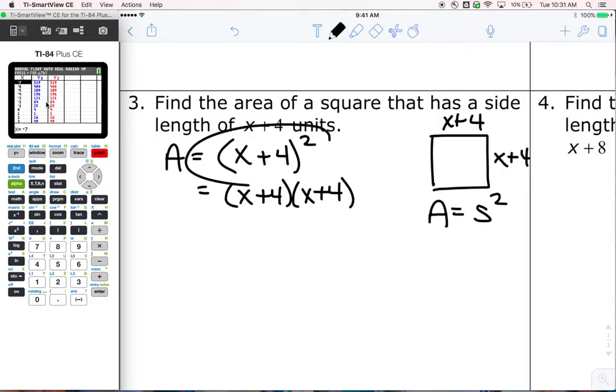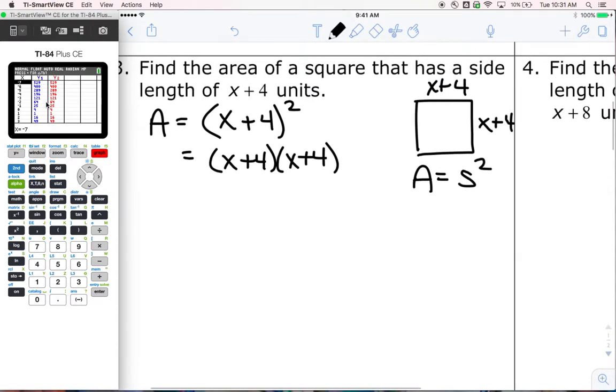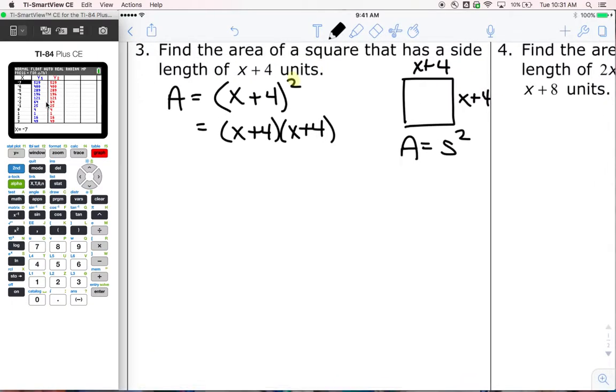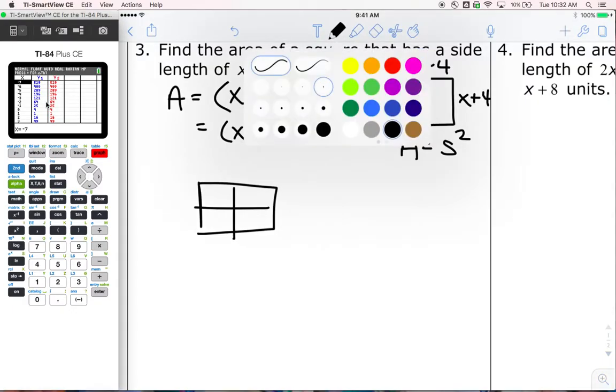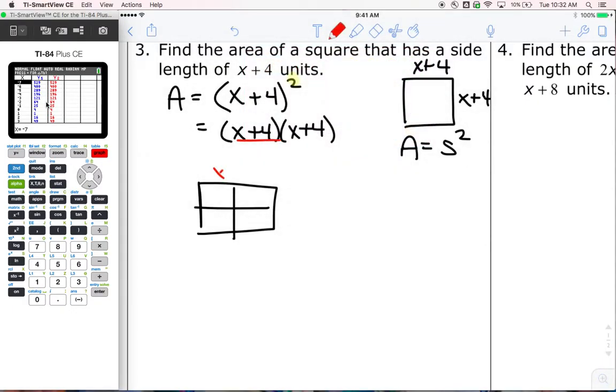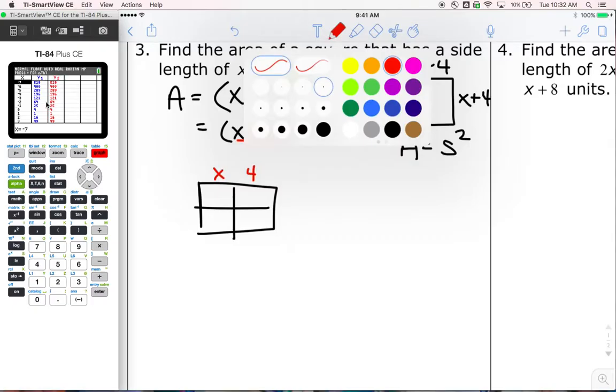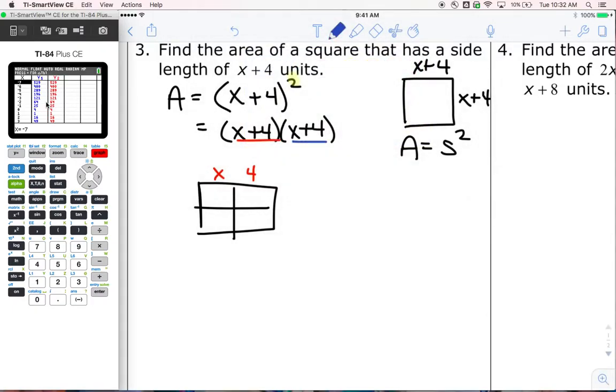So this step is kind of unnecessary. I just wanted to get us a little bit more exposure to what we do when we have this 2 here on the outside, right? We write it twice. Now that we have it drawn, we can go ahead and do our box, right? We're going to have x plus 4 on one side, and on the other side we're going to have the same 2 terms, an x and a 4. And now we get to multiply.